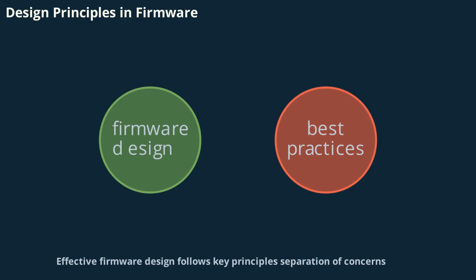Effective firmware design follows key principles: separation of concerns, well-defined interfaces, minimal coupling, maximum cohesion, and clear error propagation. By adhering to these principles, you create modular, maintainable, and robust firmware that can evolve with changing requirements. Good design practices are the foundation of successful embedded systems development.